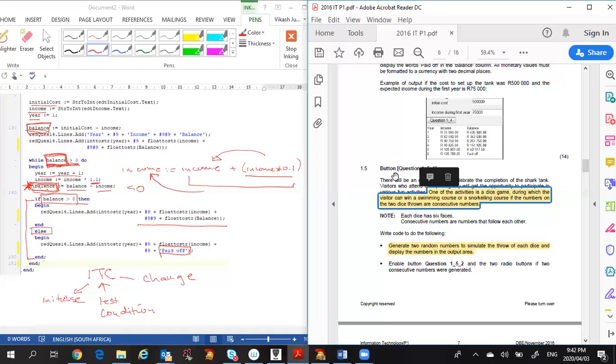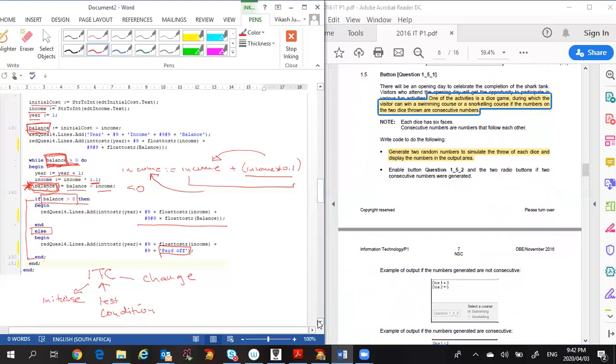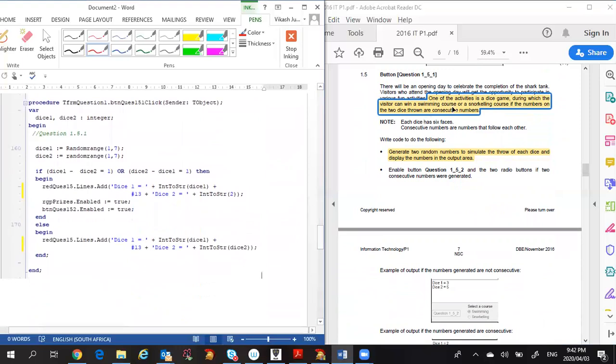Let's now look at question 1.5. In question 1.5, one of the activities is a dice game during which the visitor can win a swimming course or snorkeling course if the numbers of the two dice thrown are consecutive numbers. So we're looking for consecutive numbers on a dice. We need to generate two random numbers to simulate the throw of the dice.